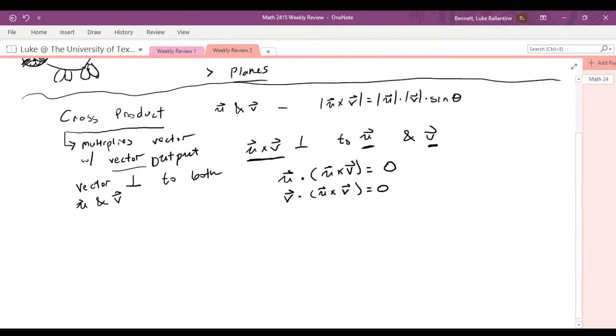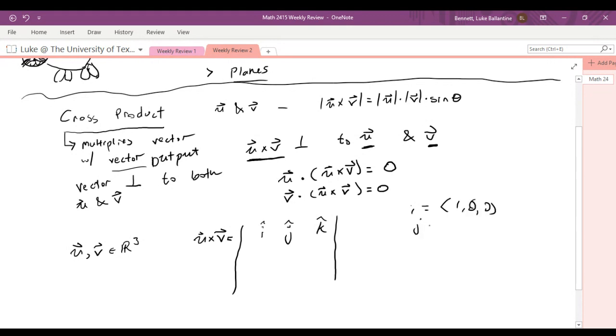So anyways, if we have u and v vectors in R3 and we want to calculate u cross v, what we do is take the convention of a determinant. The first row will be i, j, k, with i being 1, 0, 0, j being 0, 1, 0, and k being 0, 0, 1.